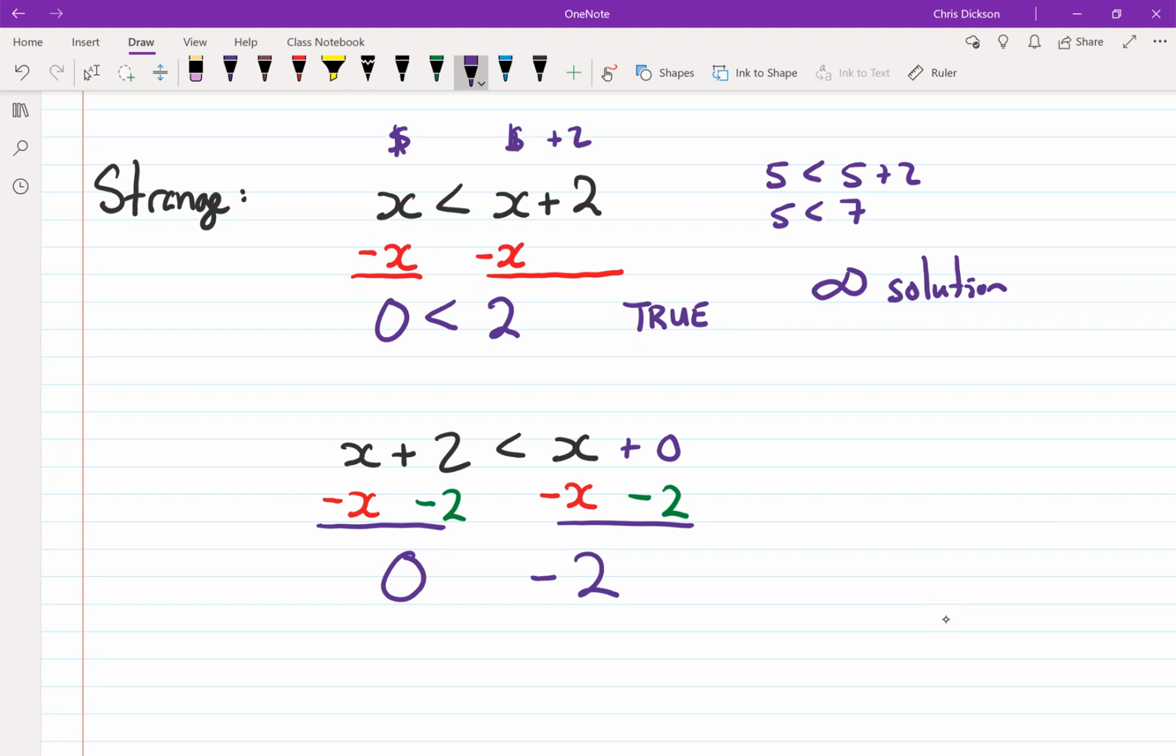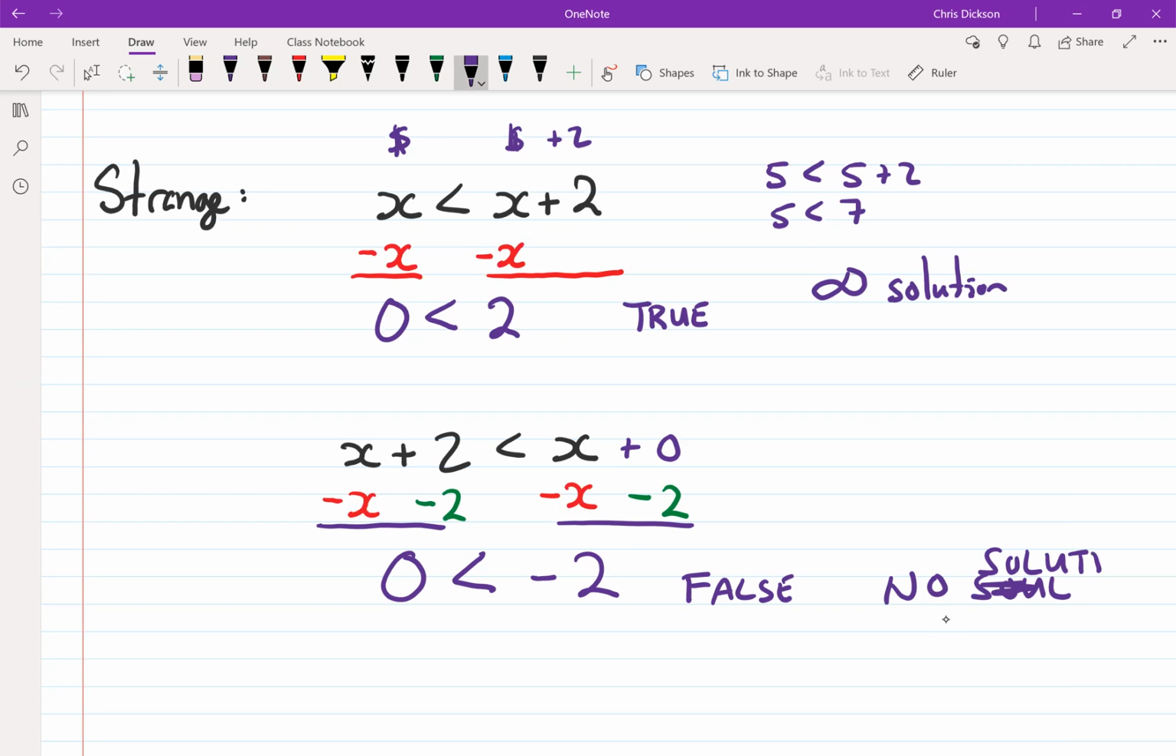Now remember, all I did is add and subtract numbers from both sides, so I don't switch the sign, I keep the sign like that. So is 0 less than -2? Well, that statement is false. And what that means is there is no solution.